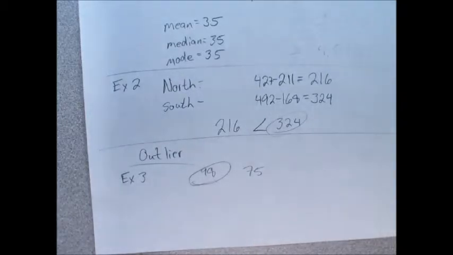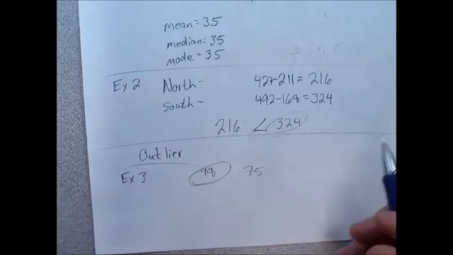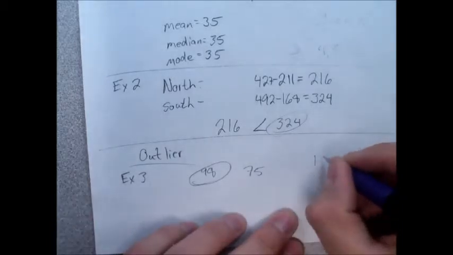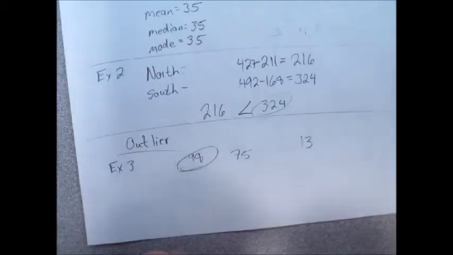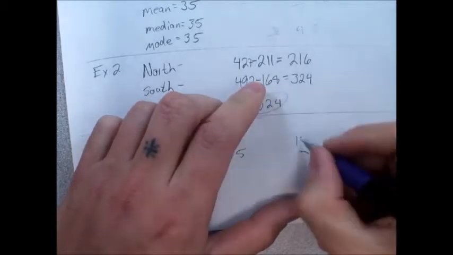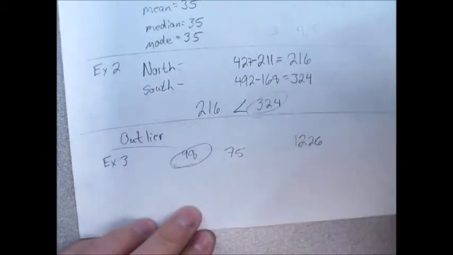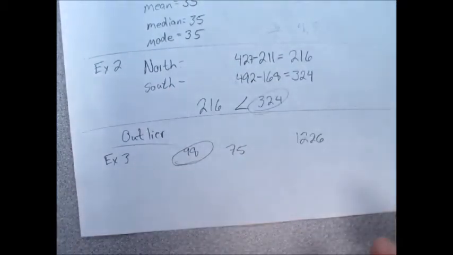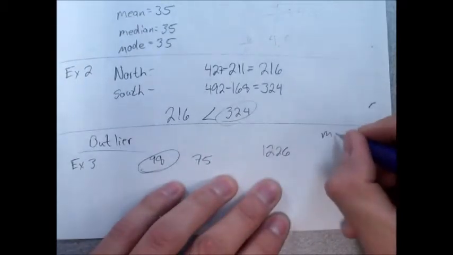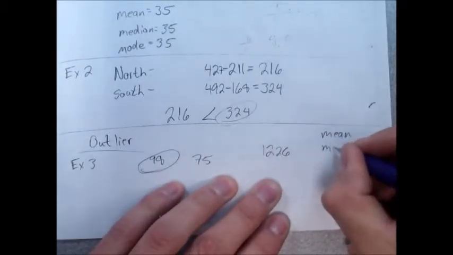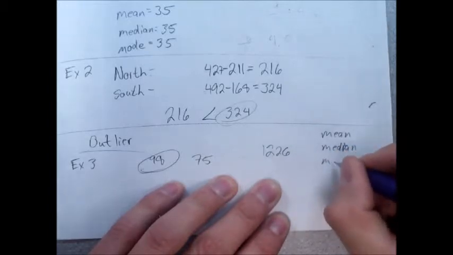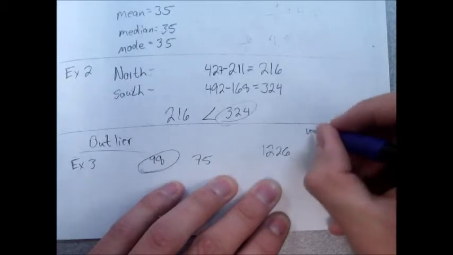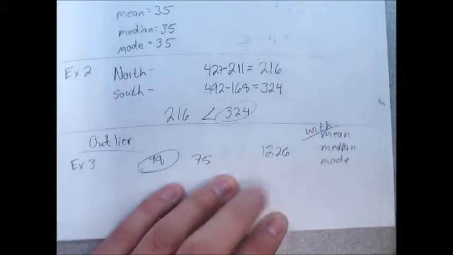Okay? The reason I say that this app for math is going to help us, press enter on that. What number did we get? 1,226. Okay, so I want to find the mean, median, and mode with the outlier included. So here we go. Mean, median, mode. And I'm going to put this as a "with" right here. I'm going to annotate that it's with the outlier.